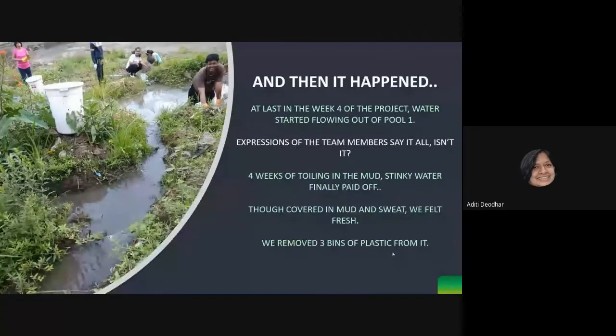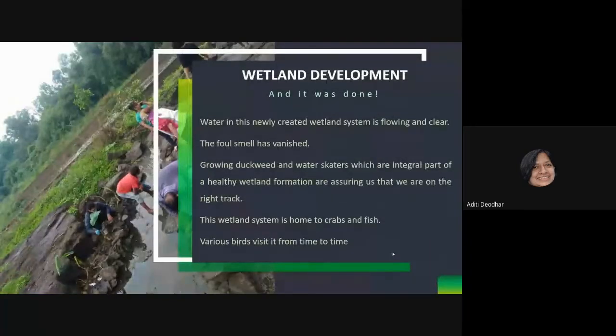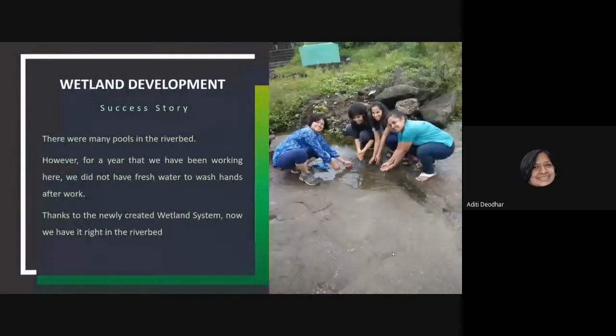Once the water started flowing, that black murky water turned into this. This was the first day when the first flow of water came from pool 1 into pool 2. This was the color. Then eventually all that stagnant water that had stagnated for years went away, and the fresh water took its place. And with the taro and typha that we replanted here, the soil and plants help treat that water.